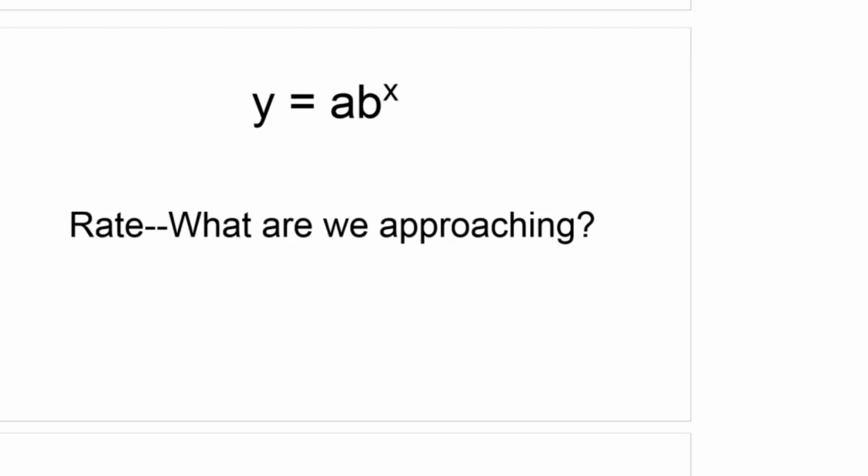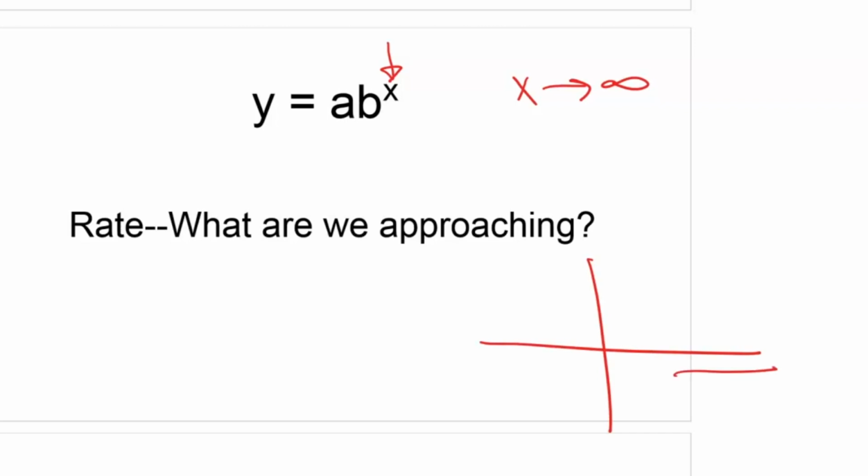So thinking about the rate, I asked the question, what are we approaching? So it's as x is approaching infinity, right? So as x right here gets bigger and bigger, remember this is exponential, so it is multiplying by the same number over and over, so it is growing really, really fast. So when you think about your graph, as you're going out towards infinity, this is growing really fast. And so this is going to go up towards infinity. It's increasing very fast, and it's going up towards infinity on the y-axis.